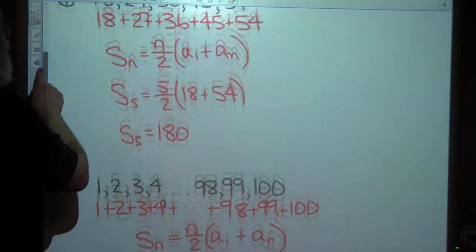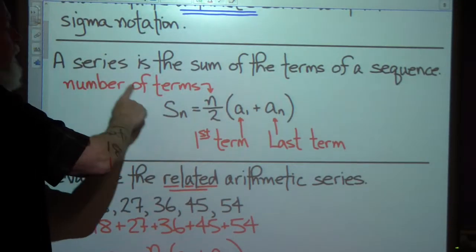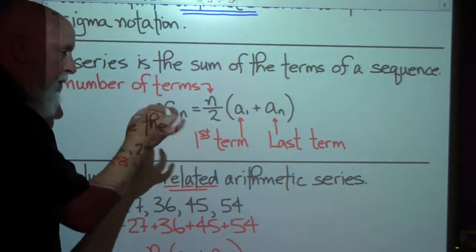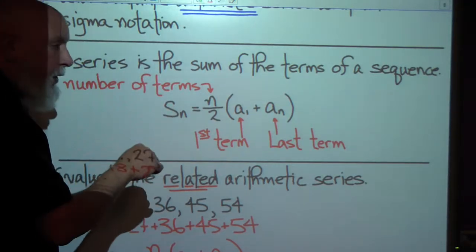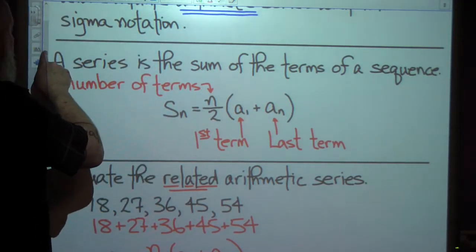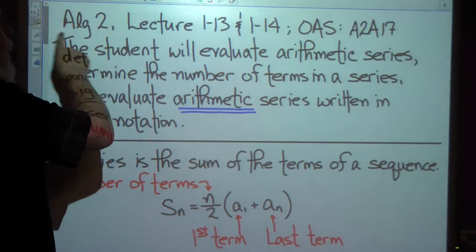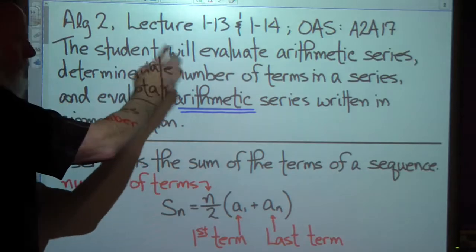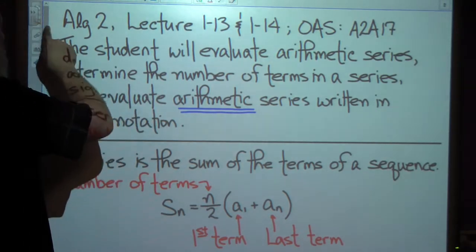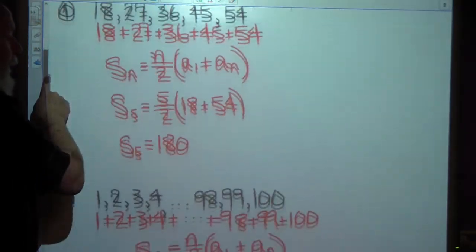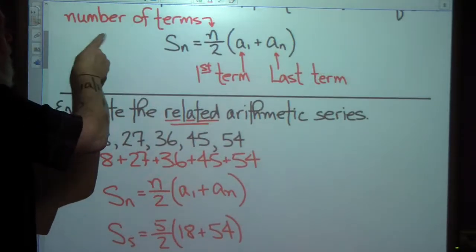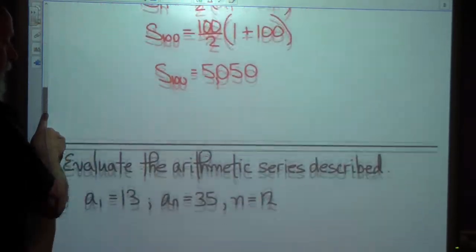So what have we done? We used the formula for an arithmetic series. This will only work if the series is arithmetic, to add the terms of a series. And the student will evaluate arithmetic series. That's what we just did. Determine the number of terms in the series. I'm sure we'll get to that here in a little bit. And then use sigma notation. So let's take a look at what else we have here.